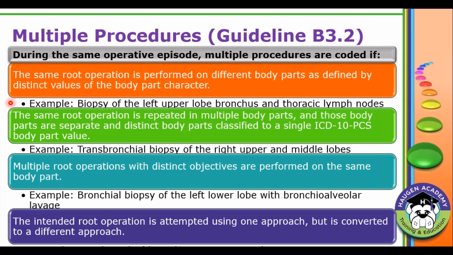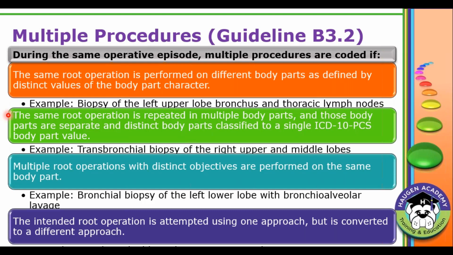So in the multiple procedure guideline, it says during the same operative episode, multiple procedures are coded if the same root operation is performed on different body parts as defined by distinct values of the body part character. And the example we have here is biopsy of the left upper lobe bronchus and the thoracic lymph nodes. The next guideline, you code multiple procedures if the same root operation is repeated in multiple body parts, and those body parts are separate and distinct body parts classified to a single PCS body part value.